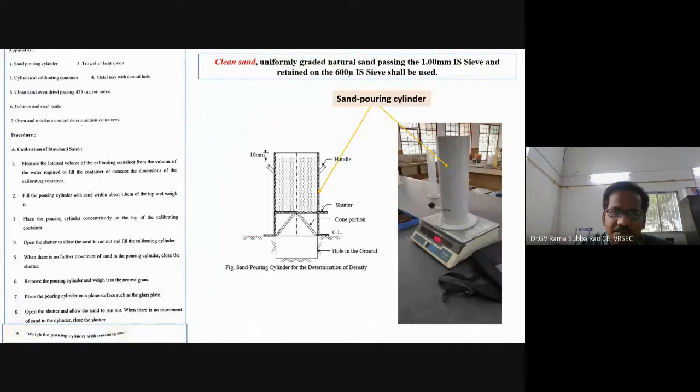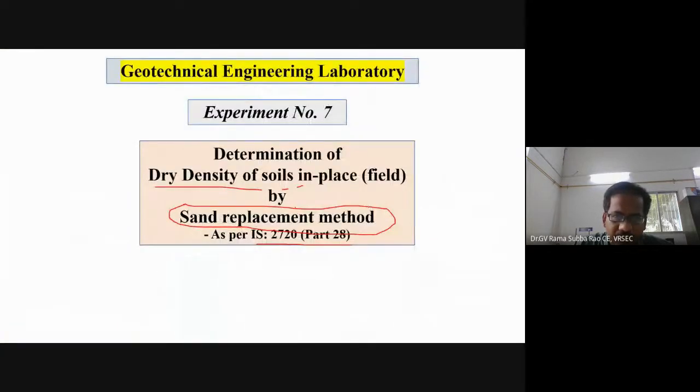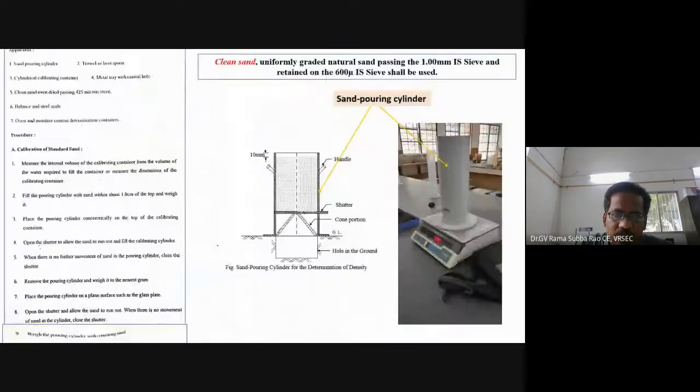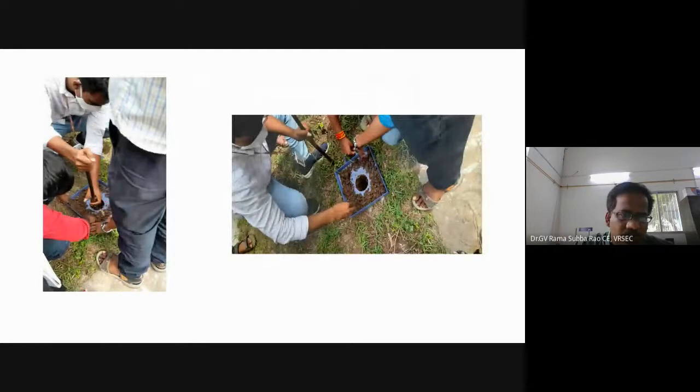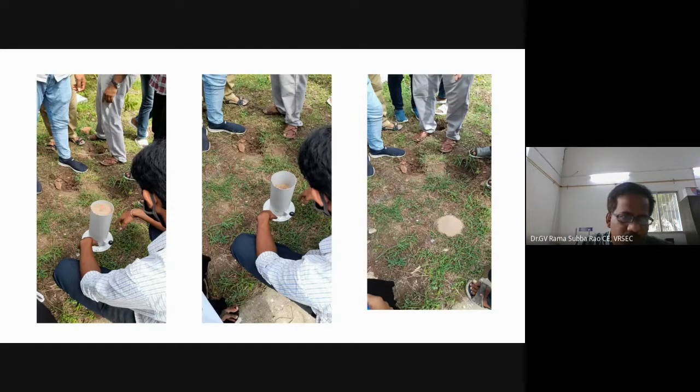The name itself is saying the method: sand replacement method. Whatever soil existed in the field, we try to replace by pouring sand. Here you see in this picture, our students are now digging and also collecting the soil sample. Now you can see they are releasing sand into the pit where the soil was removed. This is the picture after replacing soil with sand.